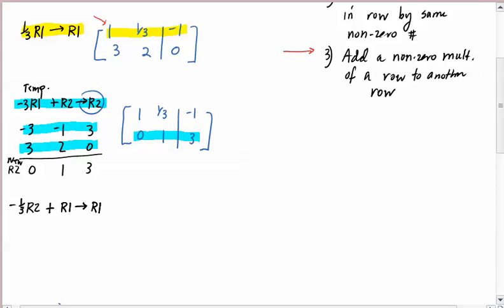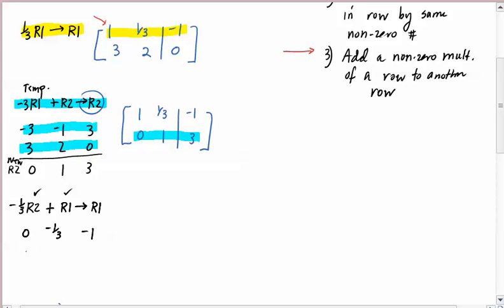Now I'm going to do the actual work right over here underneath the directions. I'm going to take row 2 and multiply it by -1/3. So 0 times -1/3 is still 0. 1 times -1/3 is -1/3. And 3 times -1/3 is -1. So there's my new row 2.